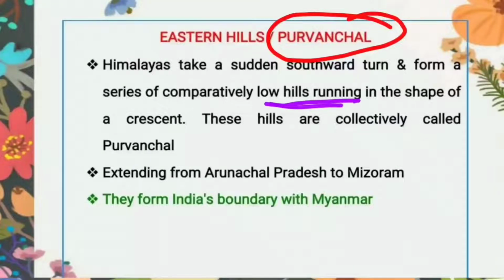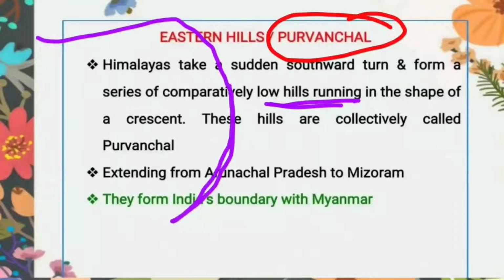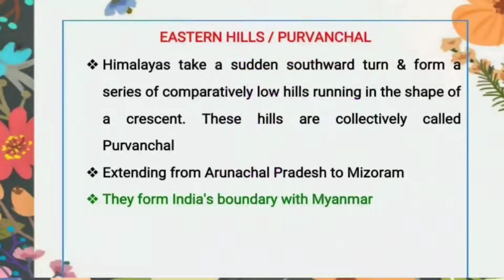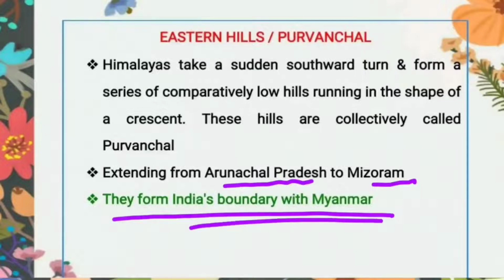Their elevations are quite lower than what we have in the actual Himalayas, and they are in the form of a crescent. The Himalayas are to the east and then they take a crescent shape like this, and this we call the Purvanchal. It is in the east part. They extend from Arunachal in the north to Mizoram in the south, and they form India's natural boundary with Myanmar.